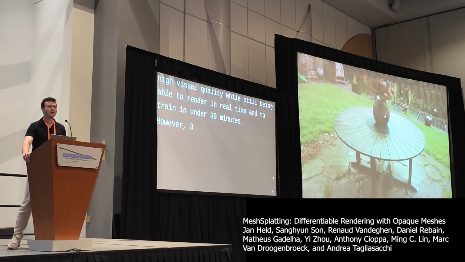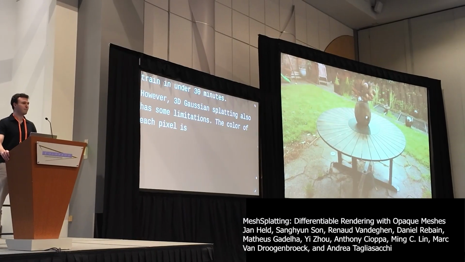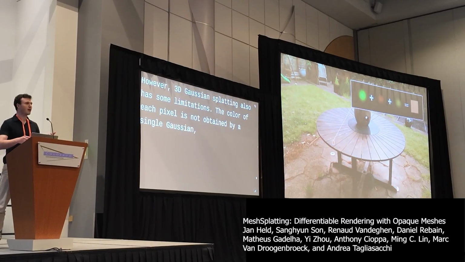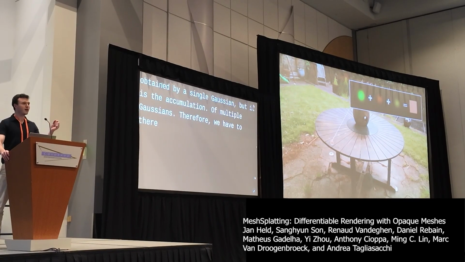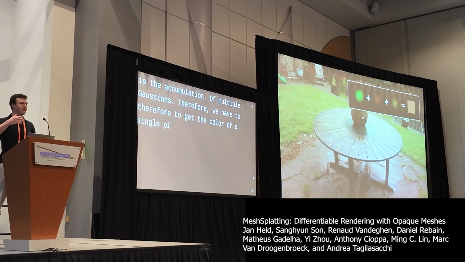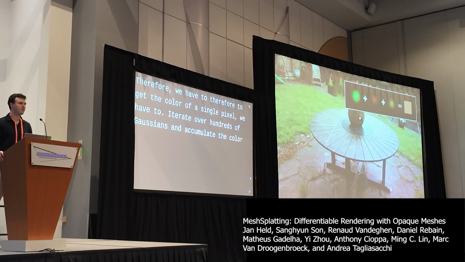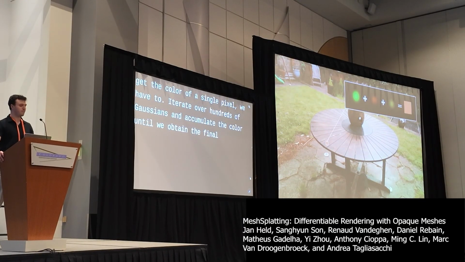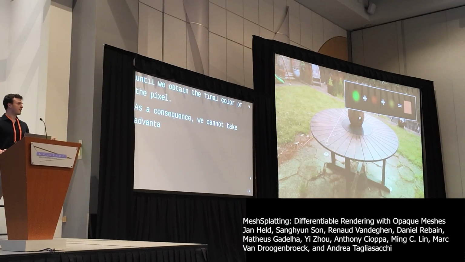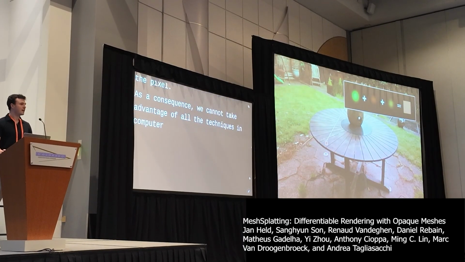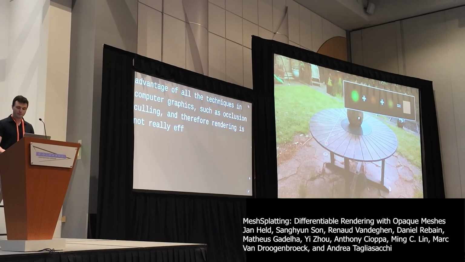However, 3D Gaussian Splatting also has some limitations. The color of each pixel is not obtained from a single Gaussian, but is the accumulation of multiple Gaussians. Therefore, to get the color of a single pixel, we have to iterate over hundreds of Gaussians and accumulate the color until we obtain the final color of the pixel. As a consequence, we cannot take advantage of all the techniques in computer graphics, such as culling, and therefore rendering is not really efficient.